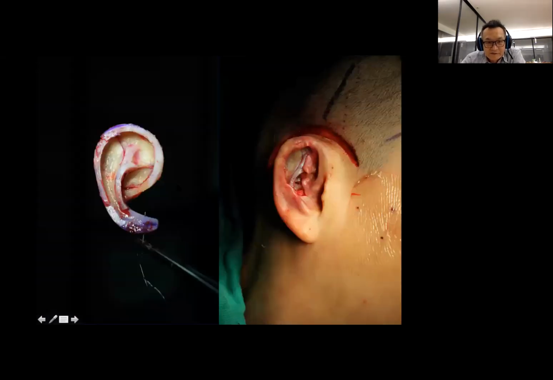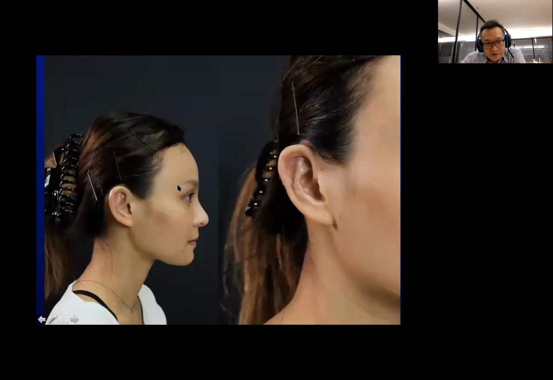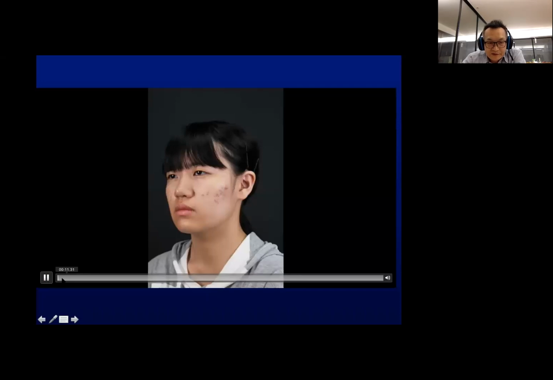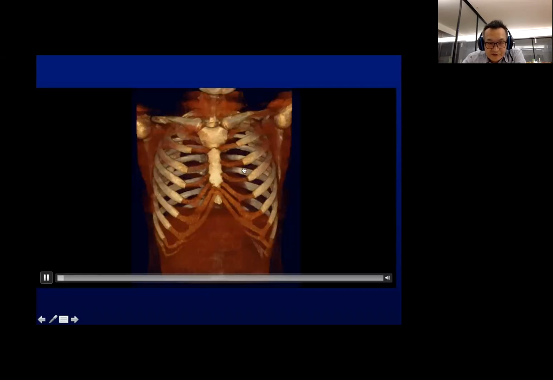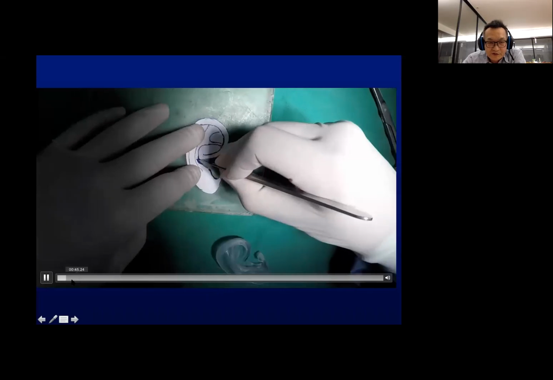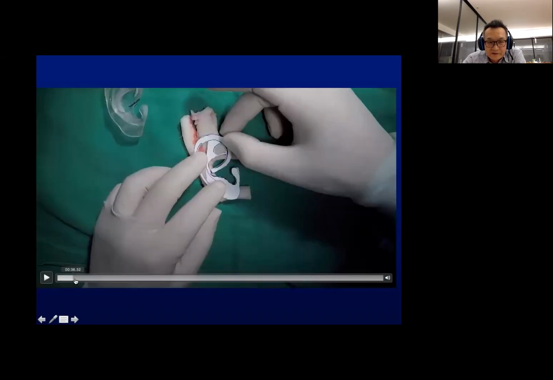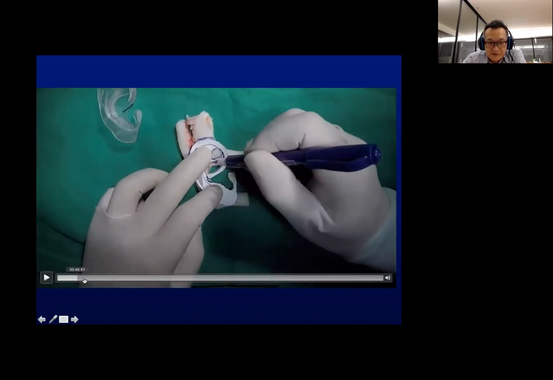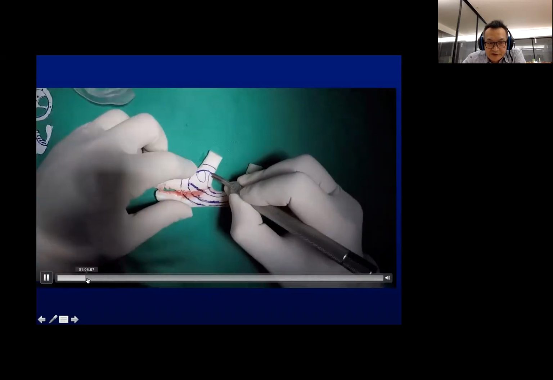In another case, if the patient can accept cartilage and the condition is good, there is no reason we don't use cartilage. But for cartilage surgery, as in this microtia patient, before the surgery you need to know the quality of your costal cartilage and the fabrication process. You may not say it's very difficult, but it's a time-consuming process, especially if you want to make a very good fabrication.